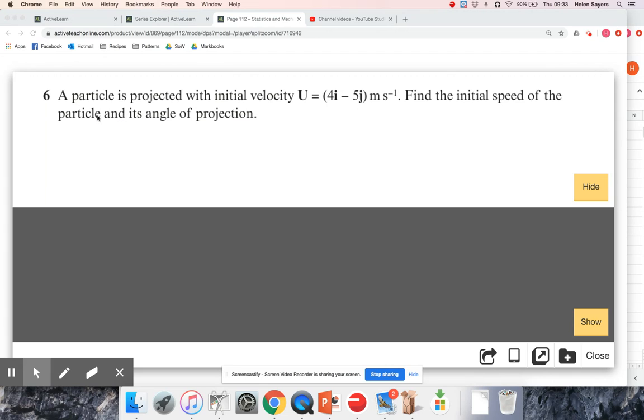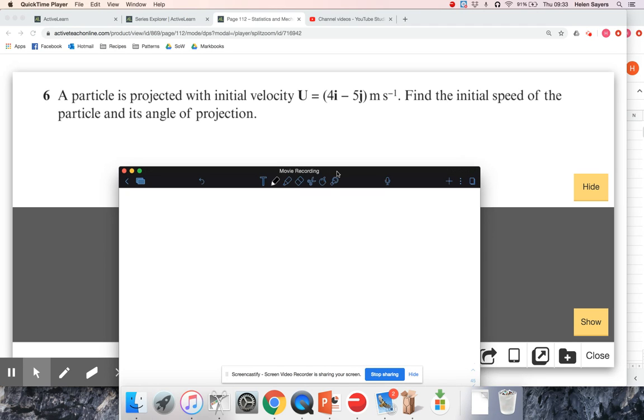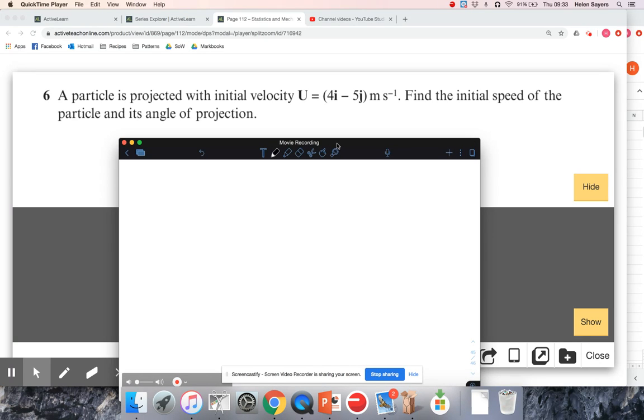Okay, so this question is quite similar to question 5, in that we're given the horizontal and vertical components in the form of a vector, and we're asked to actually find the speed it was travelling at and the angle. So we just have to make sure we read this carefully, because that -5 means it was projected 4 meters per second to the right and 5 meters per second downwards. So that's really the only difference between this and question 5, just making sure you've read and acknowledged that.